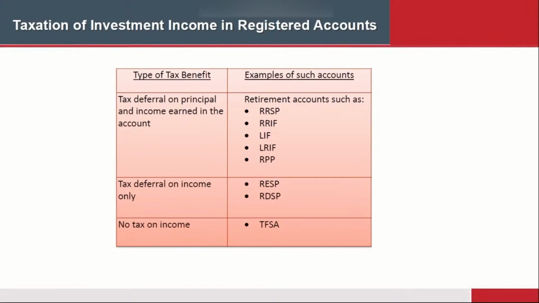It's all tax-sheltered money. There's also tax deferral on income only. In other words, you can't deduct the premium, but you can certainly defer the growth. And that is RESP. Some of you may actually have RESPs for your children or something. And of course, RDSPs.